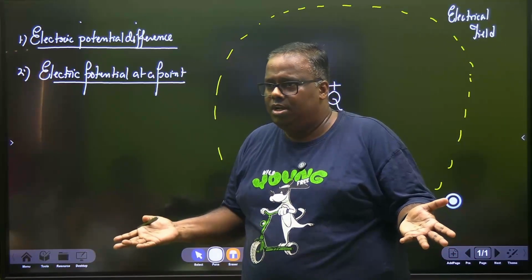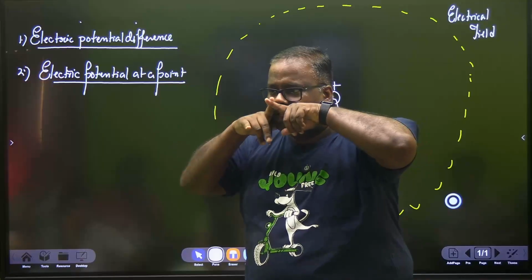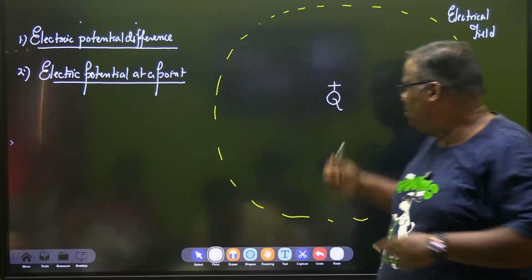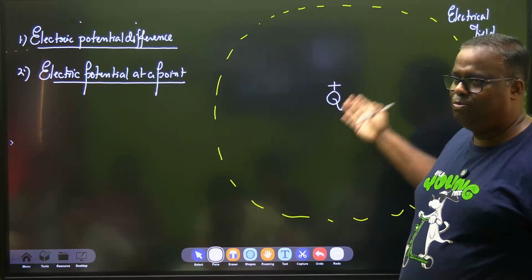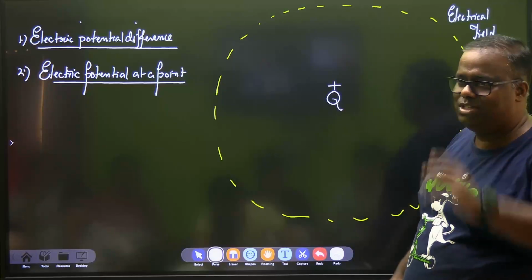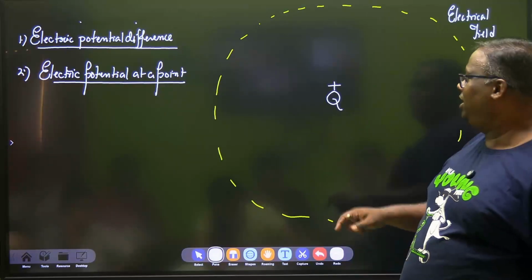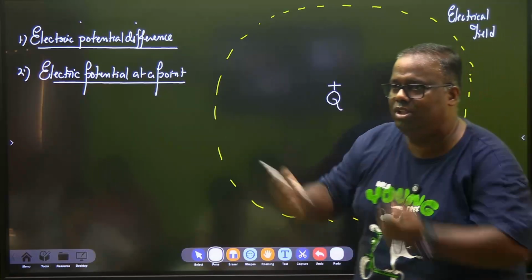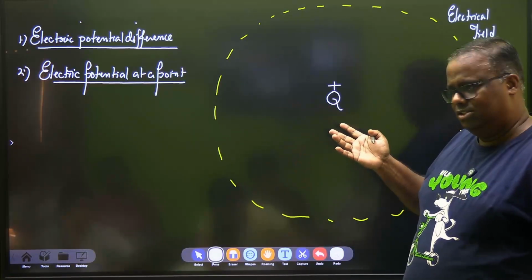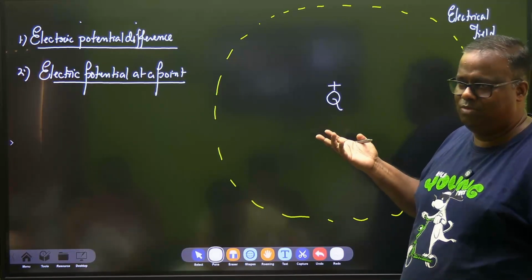What presence, sir? Does it have eyes and teeth like this and eat somebody at night? No, it's an electrical body. If you bring another body, that will also have some charge in it. Based on the polarity of that charge, this body will either pull that charge or repel that charge. That is the presence of electrical field, right?